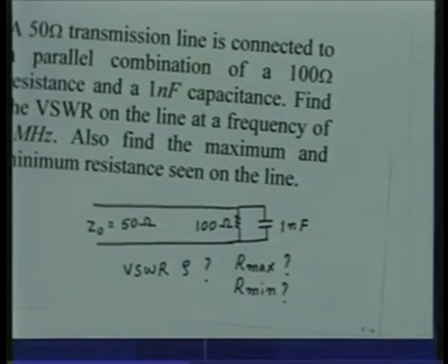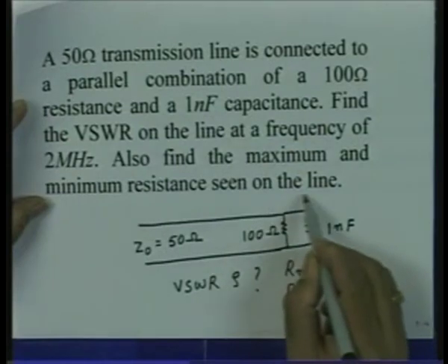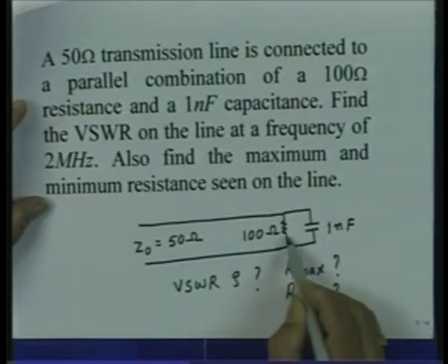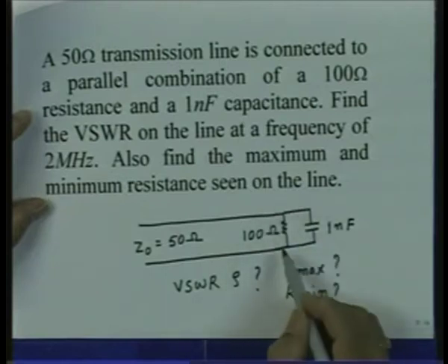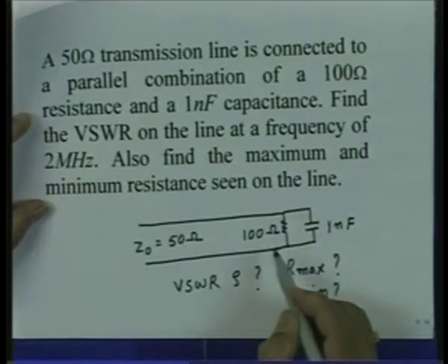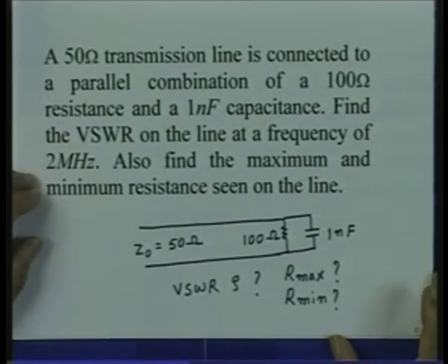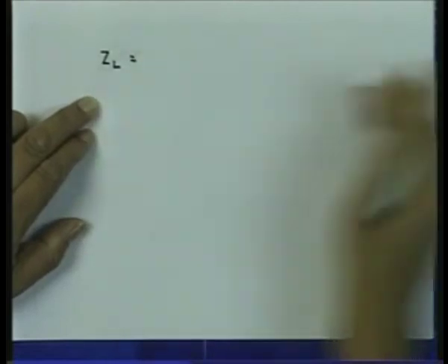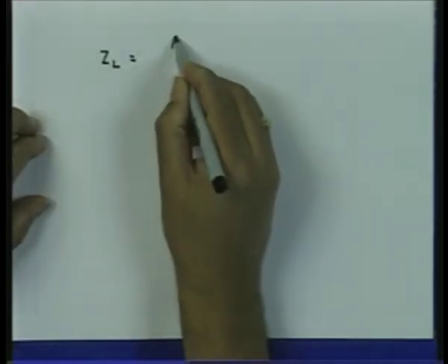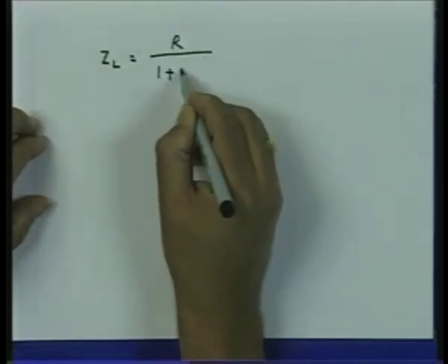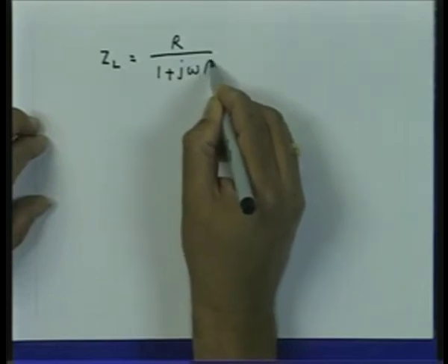Again, the first thing we have to now do is find out the complex impedance for this combination of the resistance and capacitance. Once you know the impedance, then you find out what is the reflection coefficient. From the reflection coefficient, you find out the magnitude of the reflection coefficient, and from the magnitude, then you can find out the voltage standing wave ratio, VSWR rho. So, the load impedance Z L is the parallel combination of R and C. So, this is given as R divided by 1 plus j omega R C.